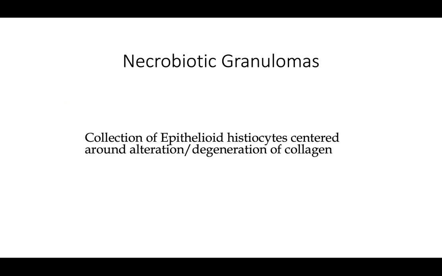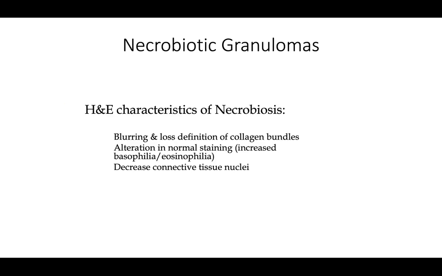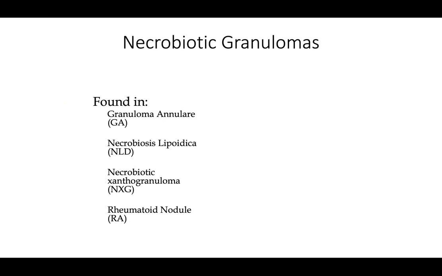Moving on to necrobiotic granulomas, this is where you have a collection of epithelioid histiocytes centered around alteration and degeneration of collagen. Necrobiotic granulomas include the blurring and loss of definition of the collagen bundles itself, alteration in the normal staining, so you'll see increased basophilia in ratio to the eosinophilia, and decreased connective tissue nuclei. You can see necrobiotic granulomas in these entities listed here: granuloma annulare, necrobiosis lipoidica, necrobiotic xanthogranuloma, and rheumatoid nodule.